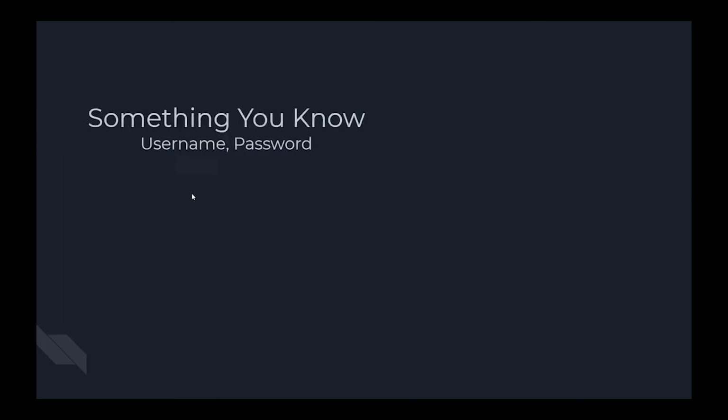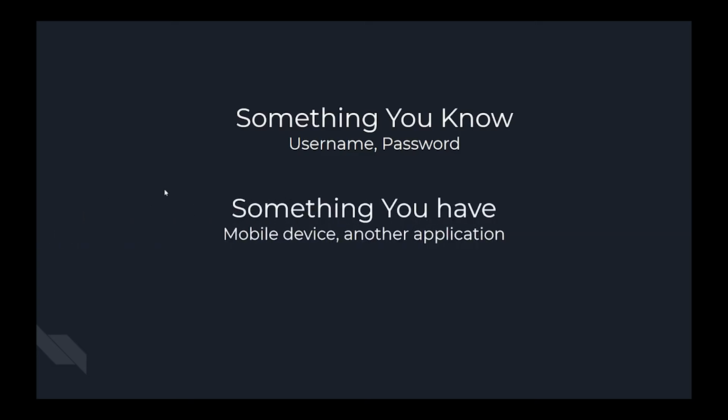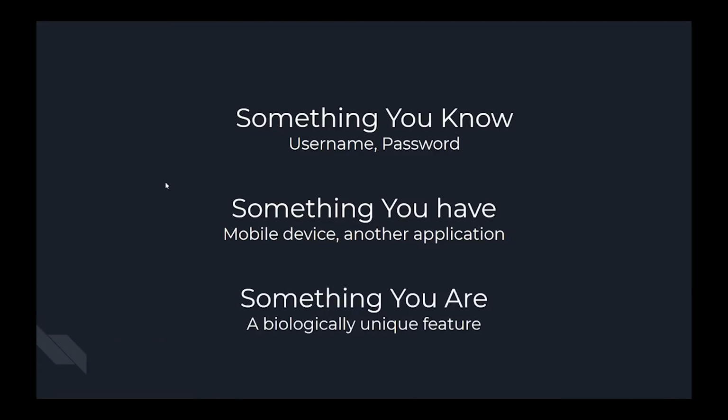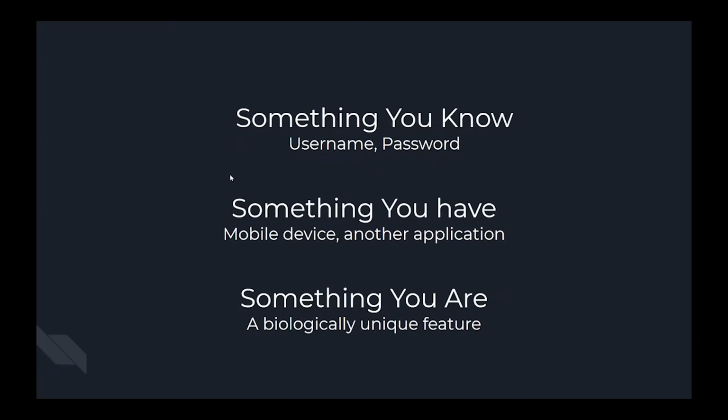The first one is something you know, like your password or your username or a PIN number or an email, something that is your classic login page. The second thing, or one of the two things you need, is mobile, something you have. So if you have a mobile device or access to another application. And then the last one is something you are, a biological unique feature, such as your eyes or your fingerprints. And you only need two of these three things for two-factor authentication.